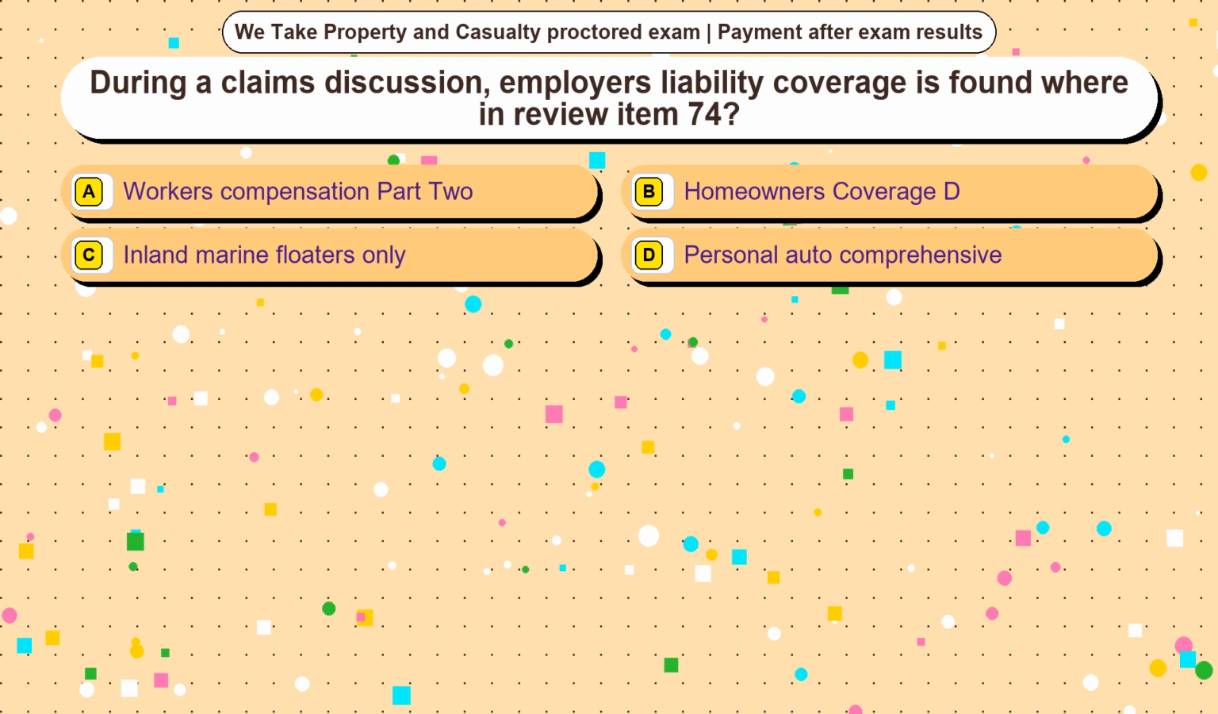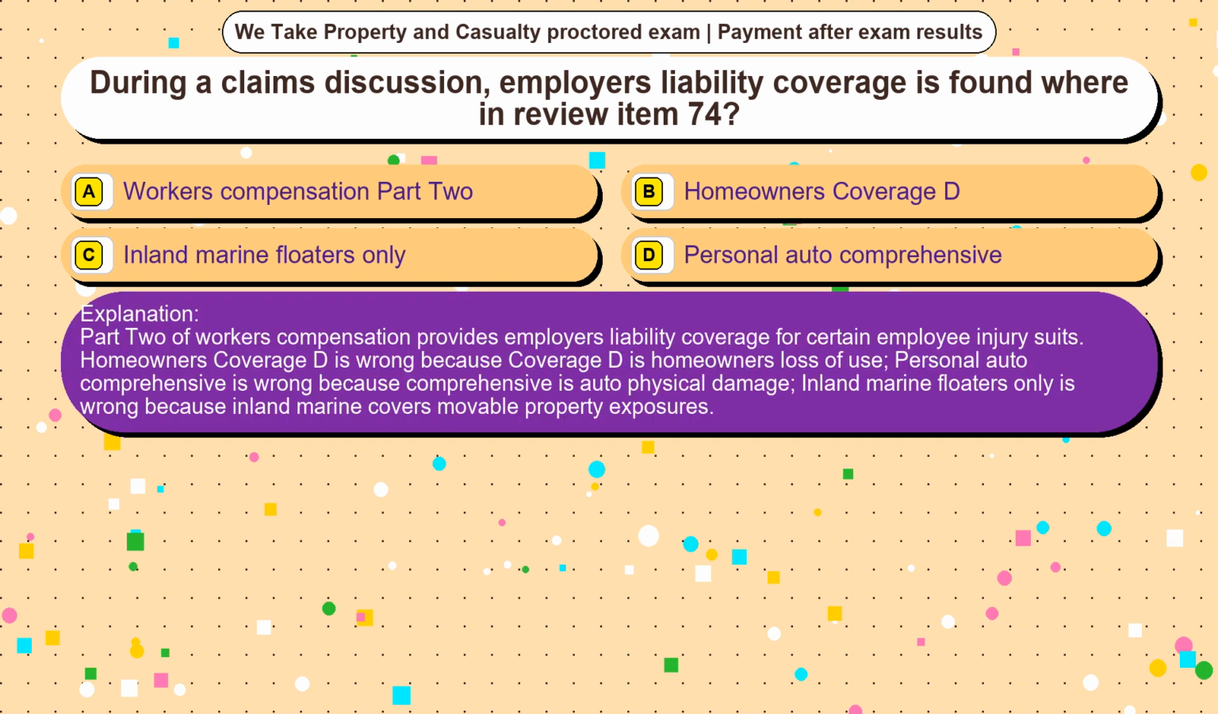The correct answer is option A. Part 2 of workers' compensation provides employers' liability coverage for certain employee injury suits. Homeowners coverage D is wrong because coverage D is homeowners' loss of use. Personal auto comprehensive is wrong because comprehensive is auto physical damage. Inland marine floaters only is wrong because inland marine covers movable property exposures.